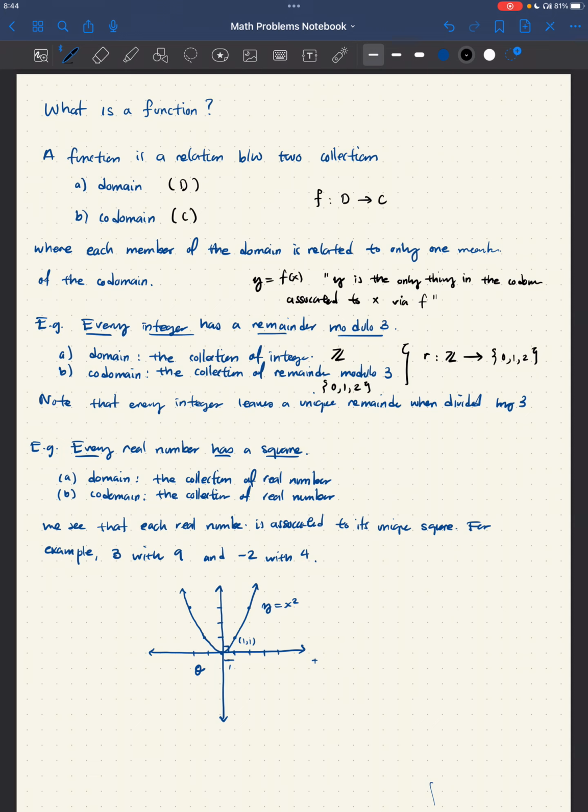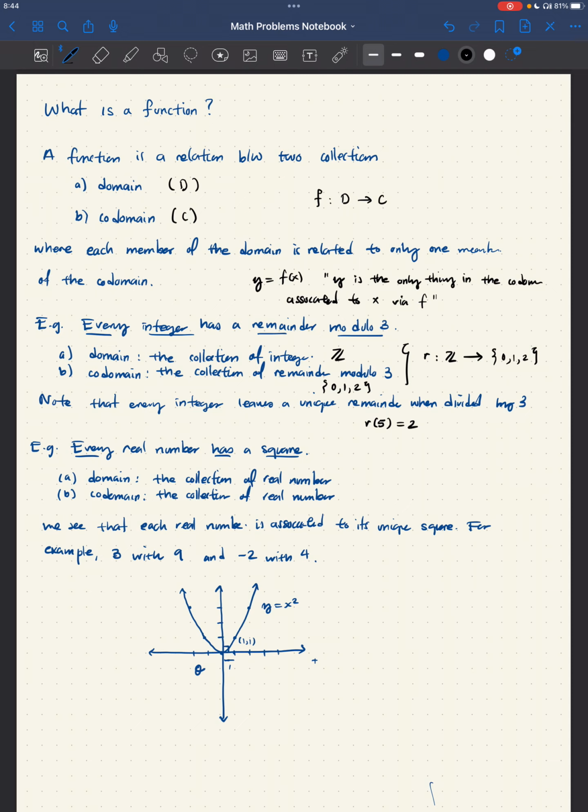And for example, as we said before, when you divide 5 by 3, the remainder is 2. You can indicate that by a single equation. You would say, in this case, R of 5 is 2, because we're dividing by 3.